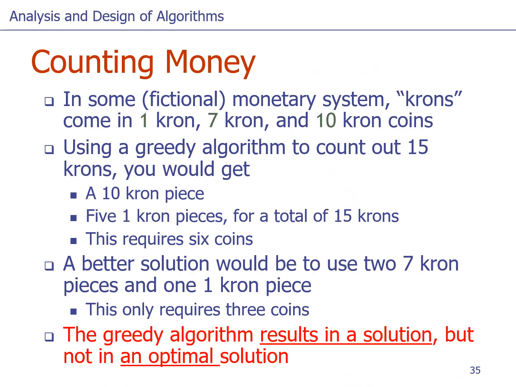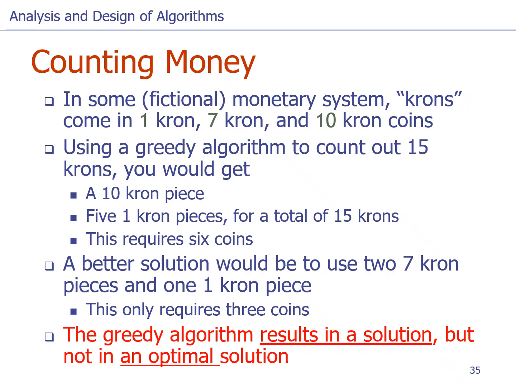Okay? So, in another, say, fictional monetary system where I only have 1 kron, 7 kron, and 10 kron coins, and I would like to make 15. According to our objective function, we're going to pick a 10. Then we try to add the 7, so we're going to get 17. So we skip the 7, and then we try the 1. So we go from 10 to 11, 12, 13, 14, 15. So it's basically one 10 and five 1s.